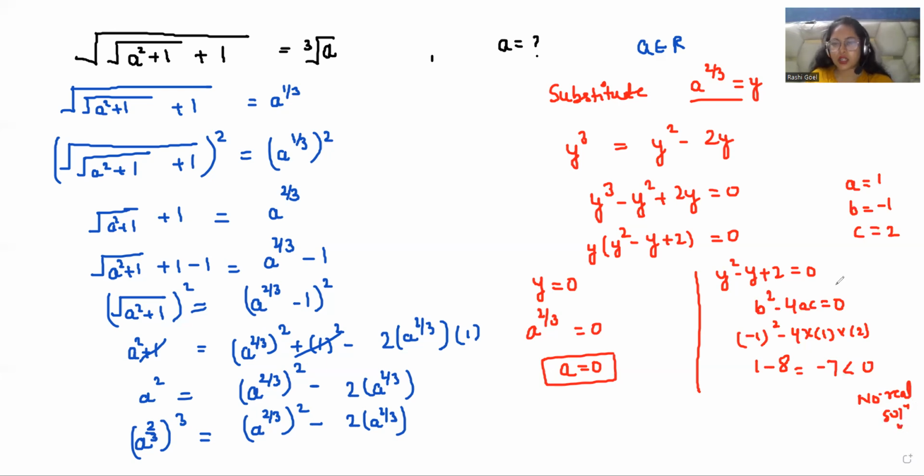As we discussed in the beginning that a belongs to the real numbers, so we'll reject this case. So we have one value of a, that is 0. So this is our final answer.